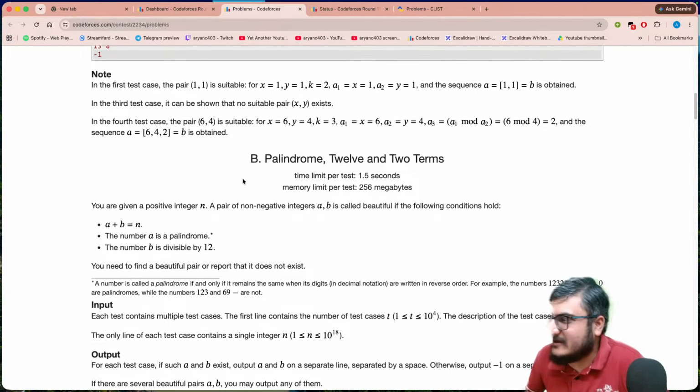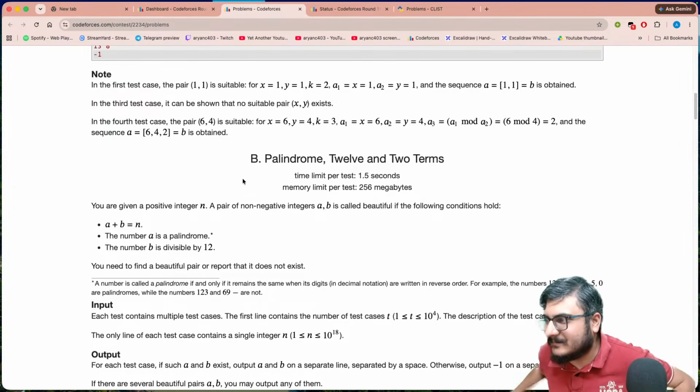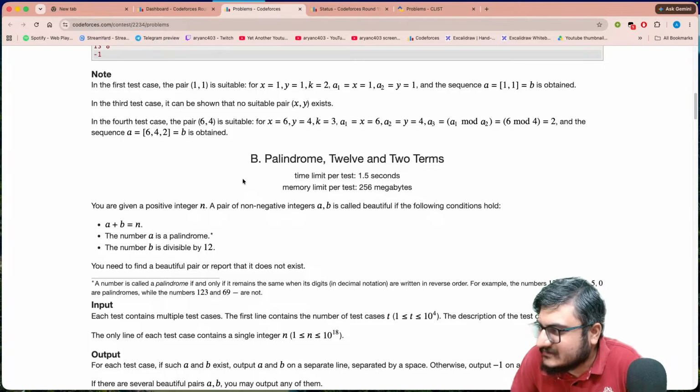Problem B says Palindrome and Multiples of 12. It says you are given a positive integer n. A pair of non-negative integers a and b is called beautiful if the following conditions hold true: a plus b is equal to n, number a is a palindrome, and number b is divisible by 12. Now we need to find a beautiful pair or report that it does not exist.